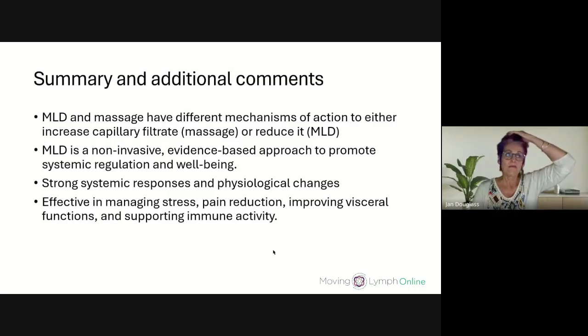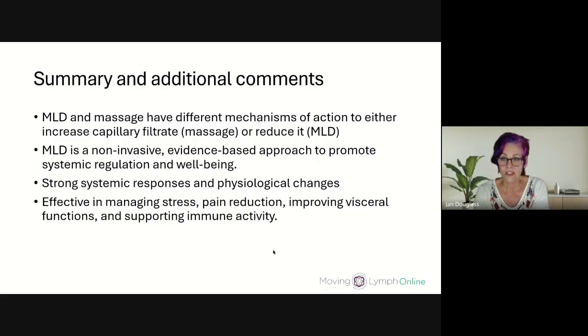So in summary, MLD and massage have different mechanisms of action, and this accounts for that important difference in capillary filtrate, which does happen in massage and which doesn't happen in MLD. Think of MLD as a non-invasive, evidence-based approach that promotes wellness, total wellness in the system. It's not just about the lymphatic system. We've got those very powerful autonomic balancing effects that have been shown multiple times in research, and we've got other responses in other organ systems as well.